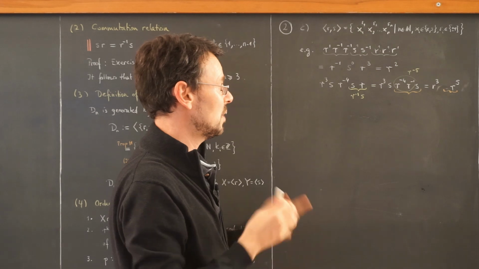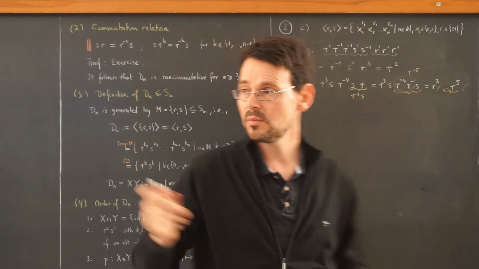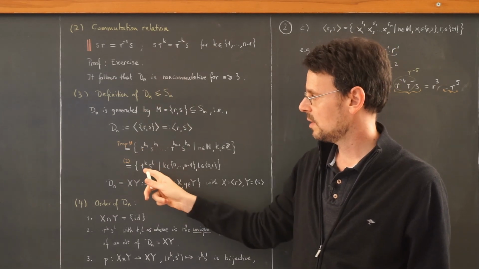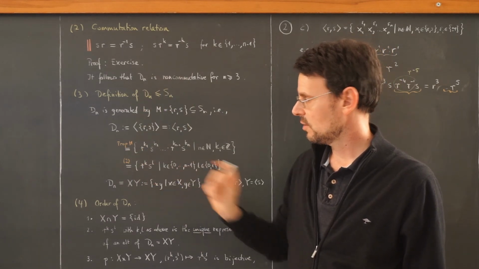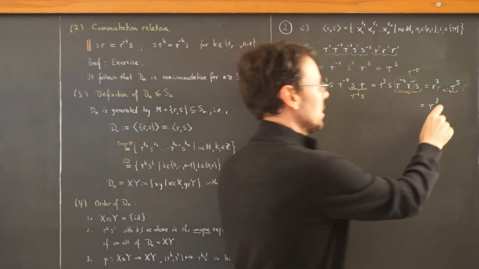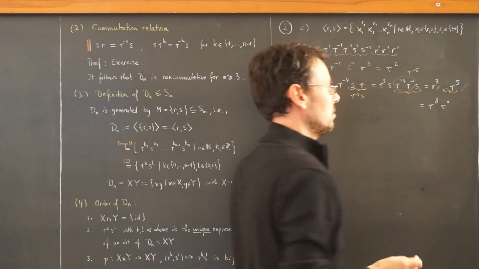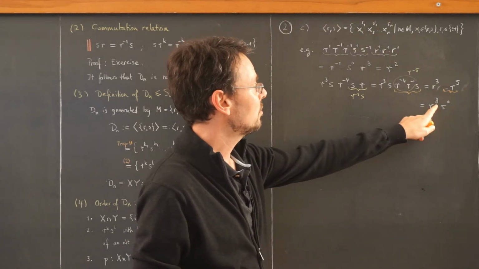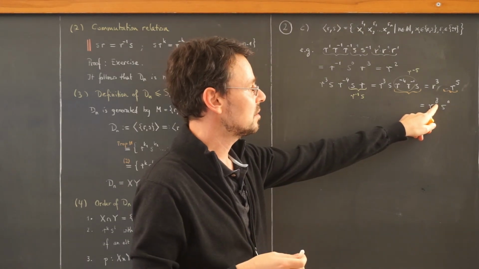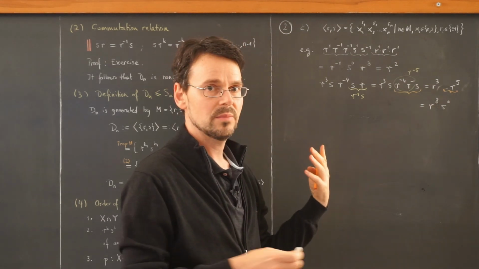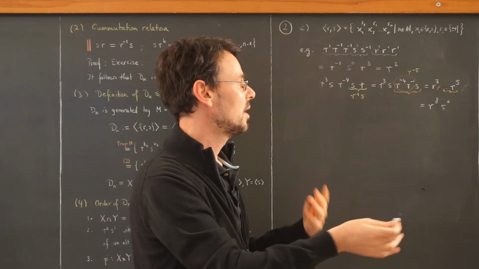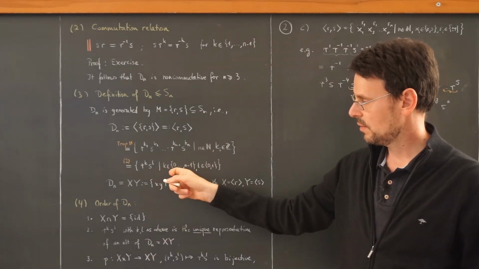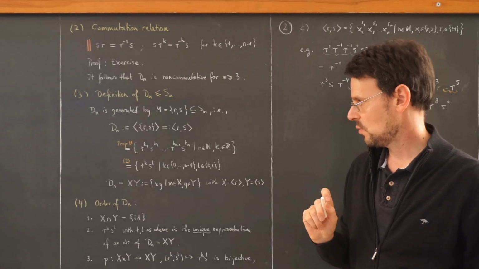But this should make clear that by using the commutation relation several times, I can always end up with an expression like that: r to the k times s to the power of 0 or 1, because there are no other choices. And now here, for example, if I am in D6, this would reduce to r squared, because r to the 6th power is the identity. Therefore, it's enough if k runs through the numbers from 0 to n minus 1.